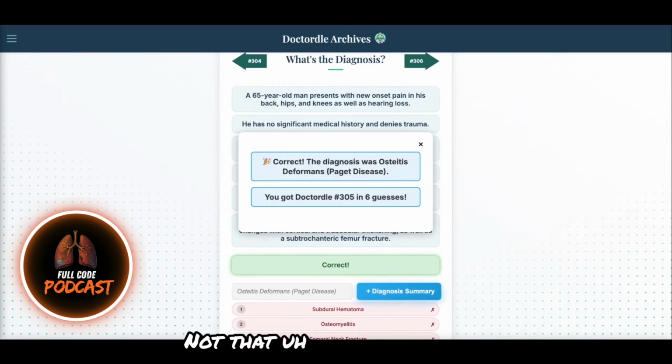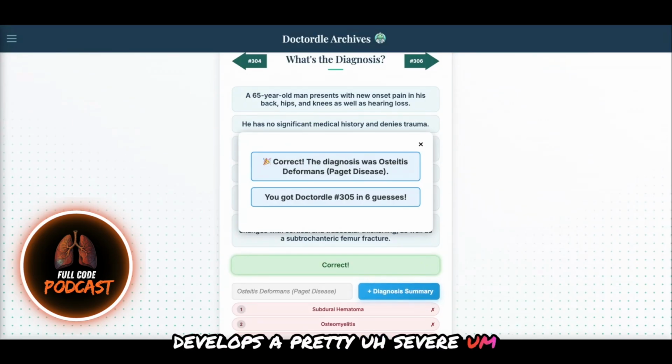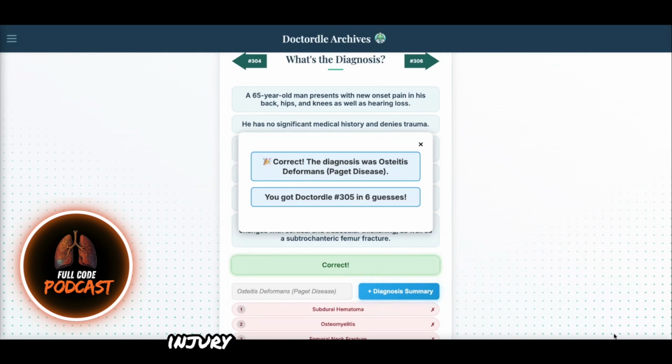Not that Paget's has ever impacted anyone clinically in the ICU, except for when somebody develops a pretty severe injury secondary to weak bones.